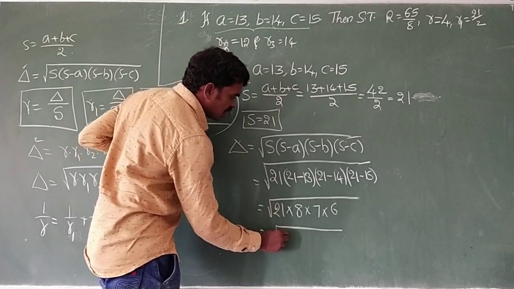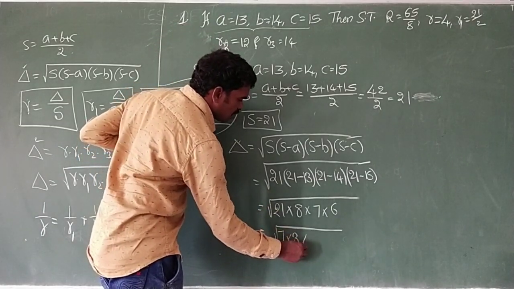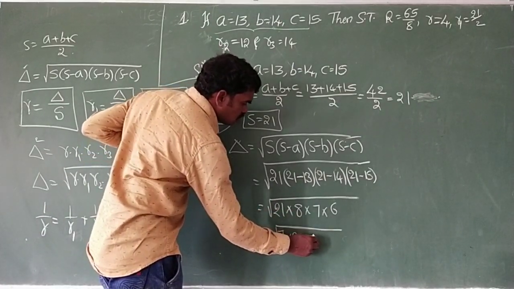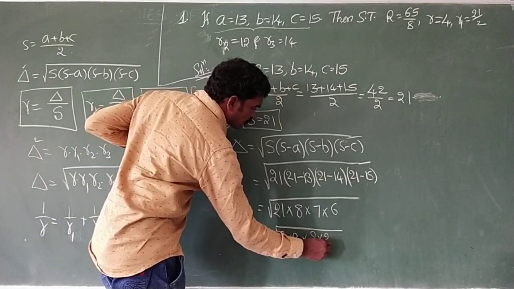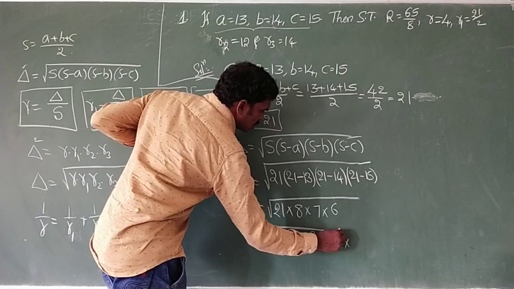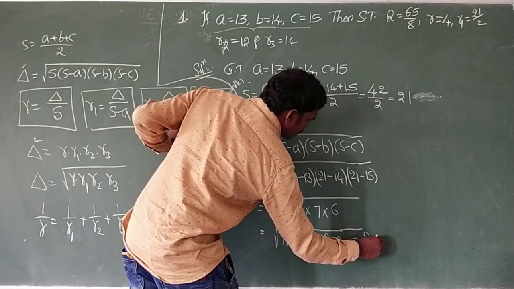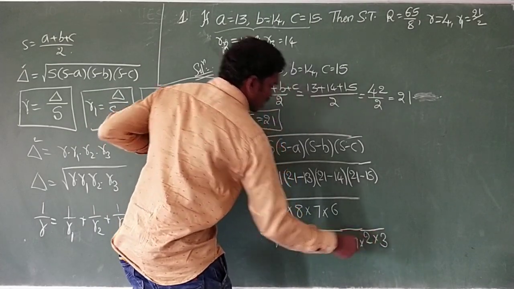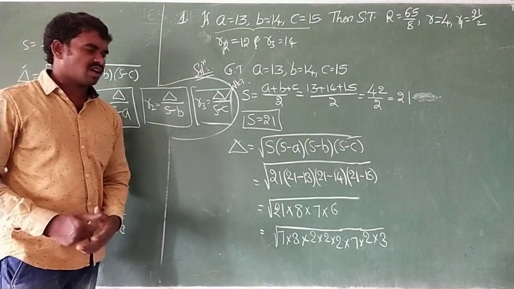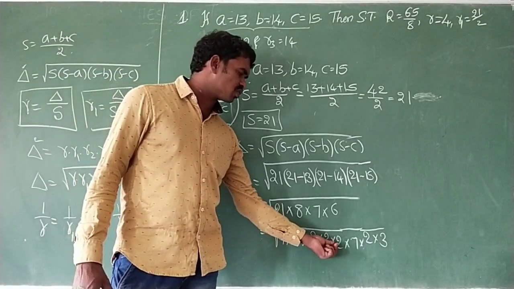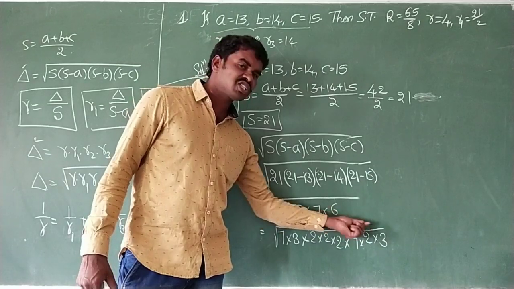21 can be written as 7 into 3. 8 I am writing as 2 into 2 into 2. And 7 as it is. 6 can be written as 2 into 3. Okay, I just wrote the prime factors of each and every number. 21 is 7 into 3, 8 means 2 into 2 into 2, 7 means 7, 6 means 2 into 3.